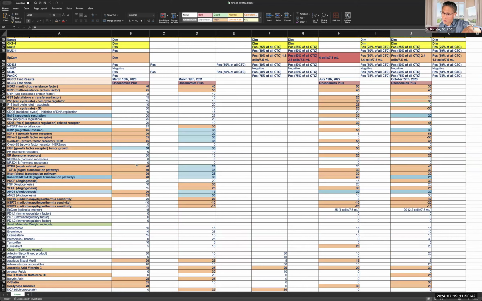And that's why the CTC numbers do not continue to drop through the whole year. They will level off somewhere after 6 months because they're no longer sensitive. No matter what you do, they're no longer sensitive. So you might as well order another one. It all depends on the MDR1. If the MDR1 and the MRP are very high, I guarantee you after 6 months, more than half of your agents no longer are good. So that's why it's recommended you order Onconomics every 9 to 12 months.